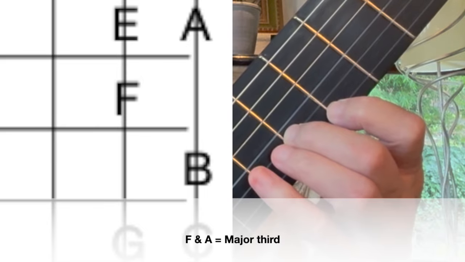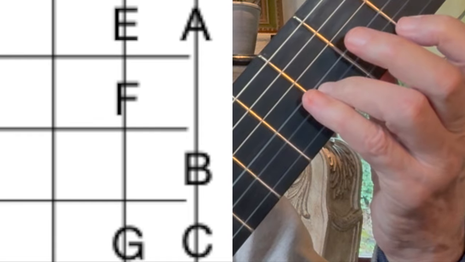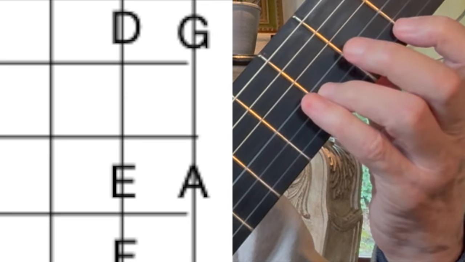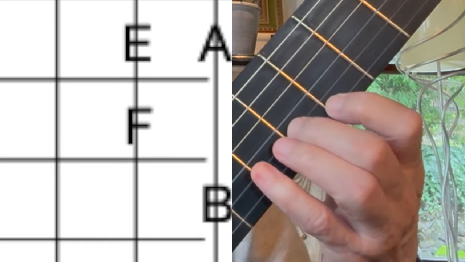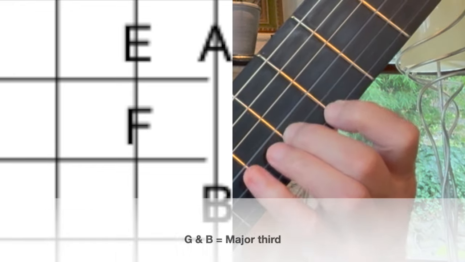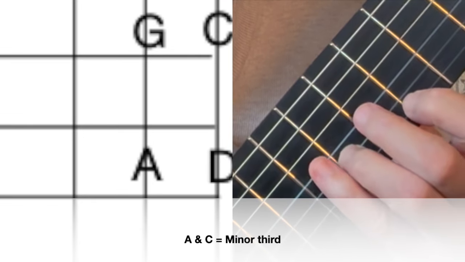Now you might not have noticed this. I'm going to point it out here. The first finger went up 2 frets from G to A, but the third finger only moved up 1 fret. This is on the 6th fret, so this is a major third. 2 more frets above this, we have G and B, and then we're going to have A and C.